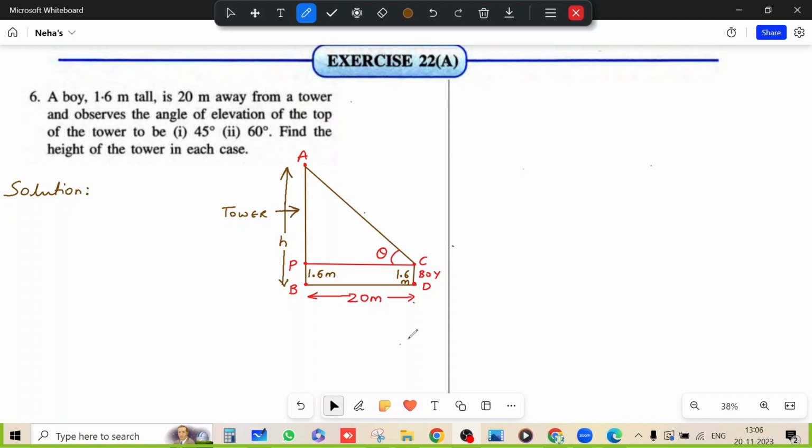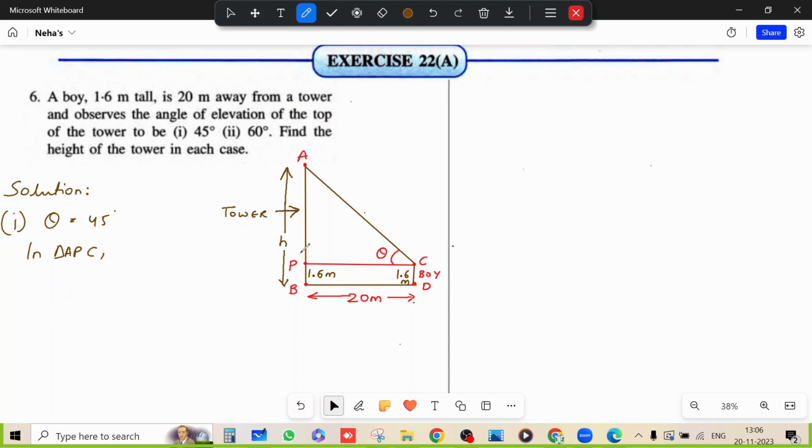So now we will draw this line CP, which is parallel to the ground BD, and hence the value of BP is also equal to the height of the boy, that is 1.6 meter. So let us now consider the triangle APC. In the first case, the value of theta is given as 45 degree.